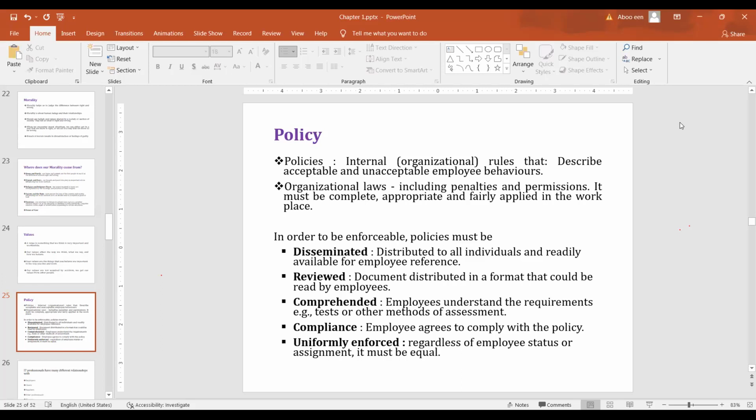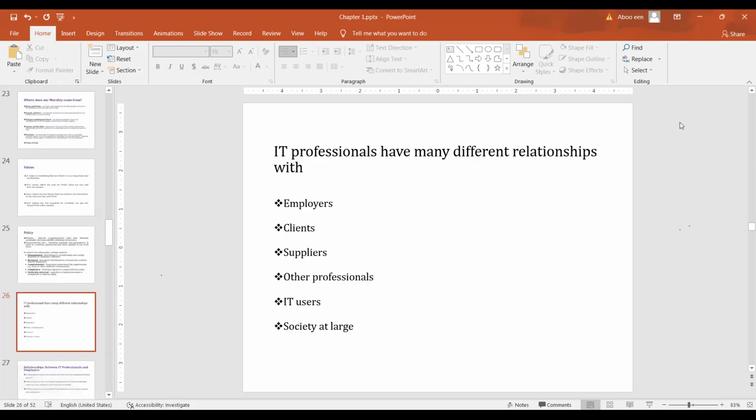Okay, sir. So far we looked at the morals, values and policies. Now we are going to discuss how the company's IT professionals can have relationships with their employers. IT professionals have many different types of relationships in their organizations, and they can have different kinds of relationships with outside stakeholders. So who are the people they may have relationships with?